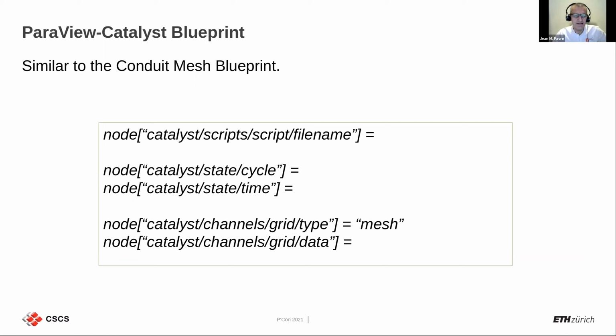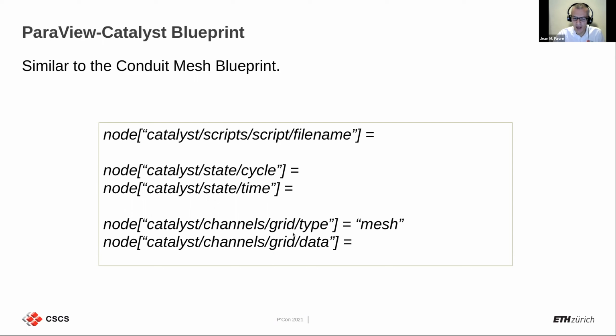So the blueprint that is used for ParaView-Catalyst is very similar to the Conduit mesh blueprint. I have here a hierarchical key for a Conduit node. So under the Catalyst heading, under the script subdirectory, if you wish, I have the file name here for the Python script to execute. Under the Catalyst state subkey, I have both the time of iteration and the iteration number.